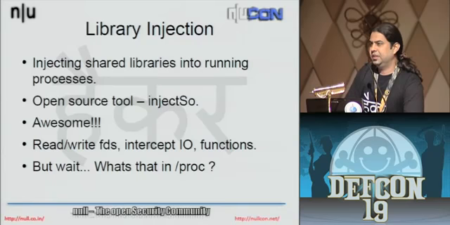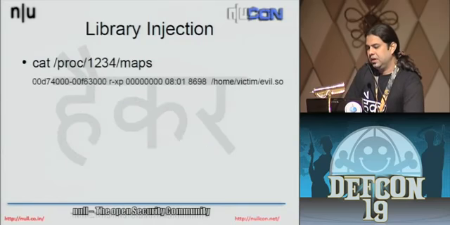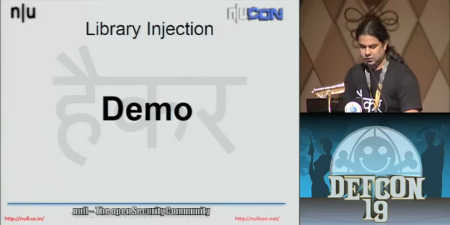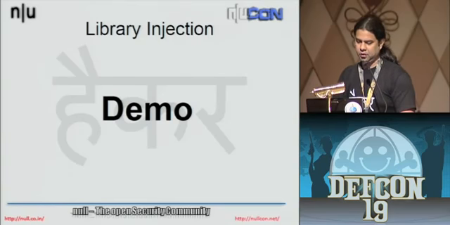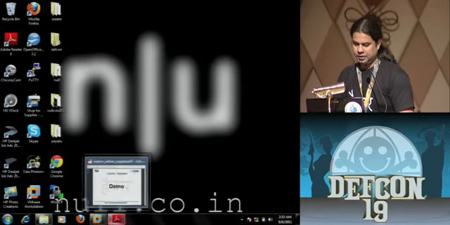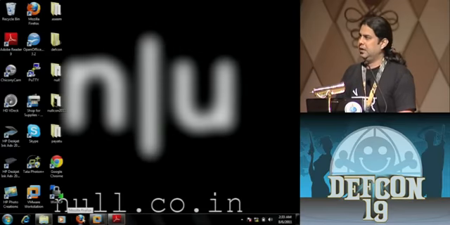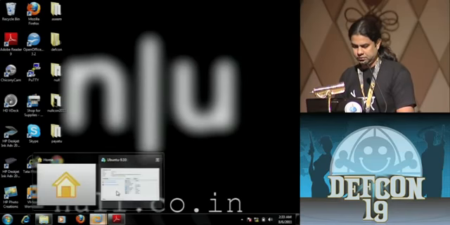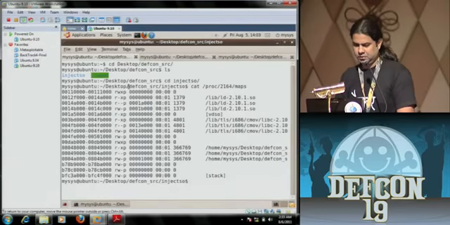Now the problem with this is you can see the library or the shared object that has been loaded into the process if you go and view the maps file. Okay, so I'll just give you a small demo of the tool. It's a pretty old tool. I think it was developed in 2005 or 2006. But it's nice in terms of what it does.